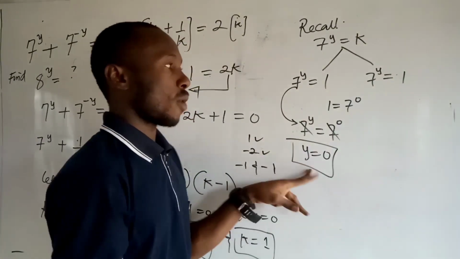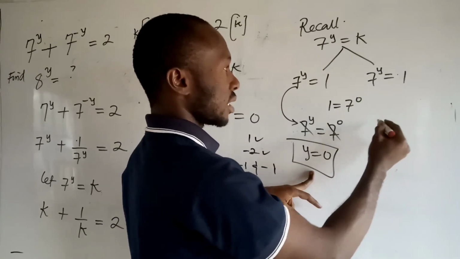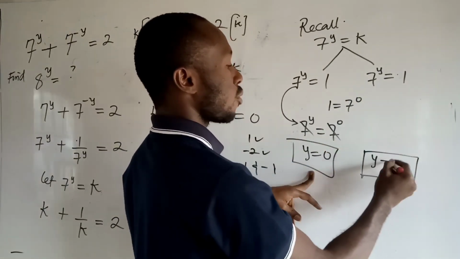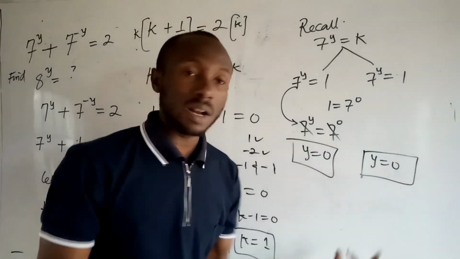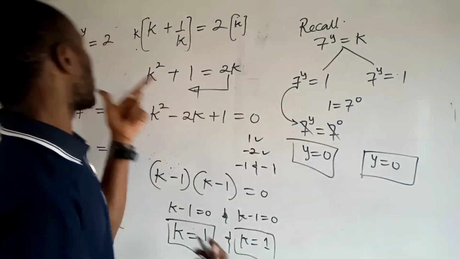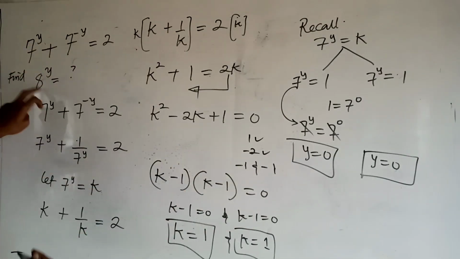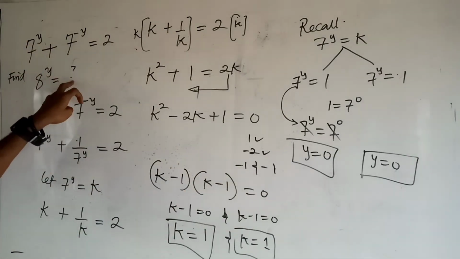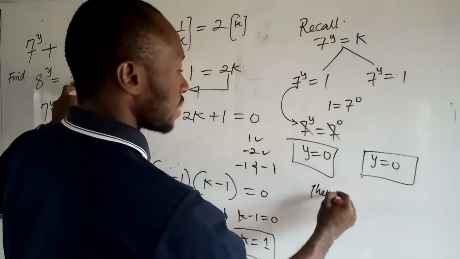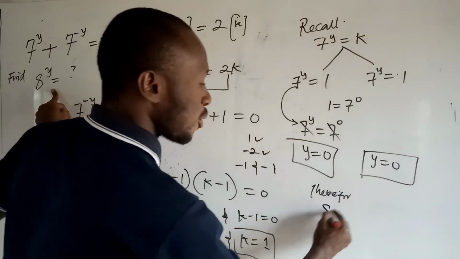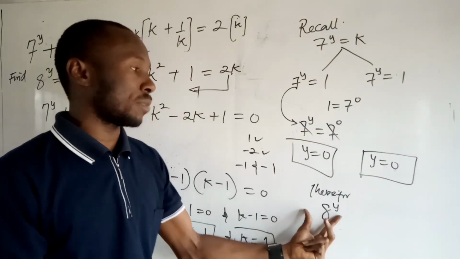That's the first value of y. And for the second, the answer is still the same, so we have y = 0. Okay, so that is the value of y for this solution to be true. Oh, we still have something to do. Remember, we are asked to find 8 to the power y. I had almost forgotten that we are asked to find 8 to the power y.